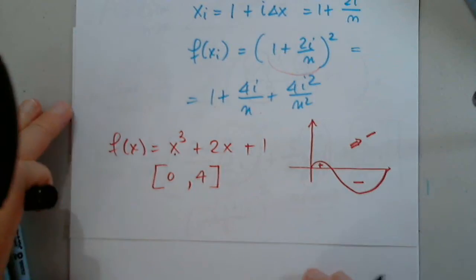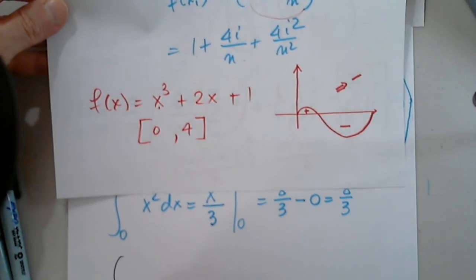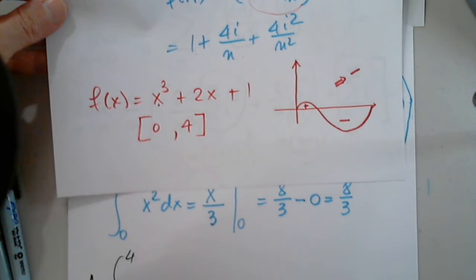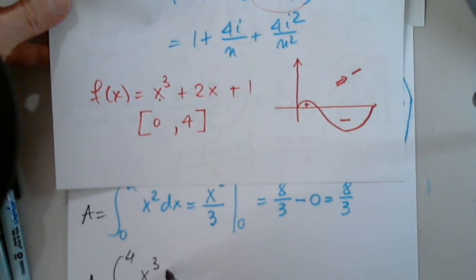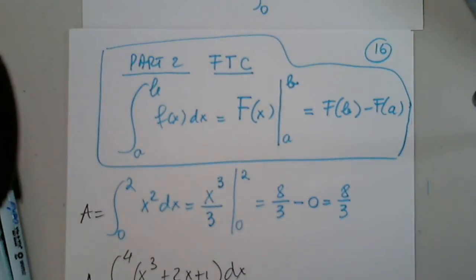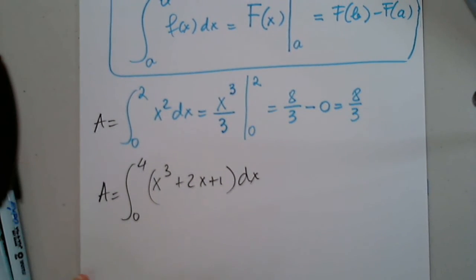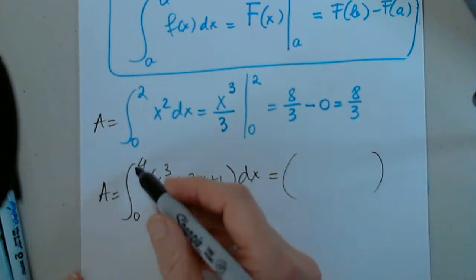So this will be the integral from 0 to 4. So this is the exact area. This is the exact area. 0 to 4 from x cubed plus 2x plus 1 dx. Good. Can anyone give us the antiderivative? And of course, from 0 to 4.